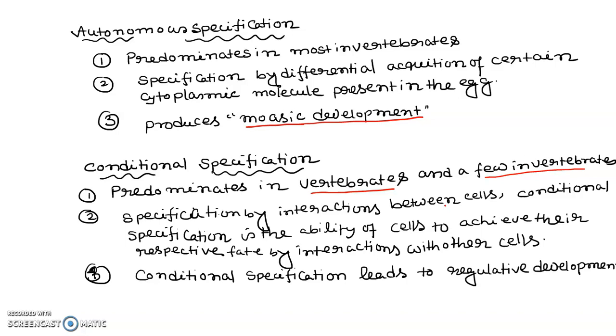They secrete some paracrine factors. Here, what a cell becomes is in large measure specified by the paracrine factors secreted by its neighboring cells. Conditional specification leads to regulative development, whereas autonomous specification leads to mosaic development. This type of conditional specification predominates in vertebrates and a few invertebrates.